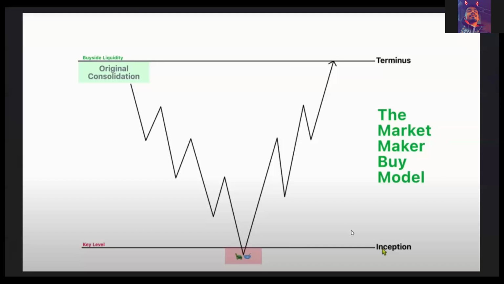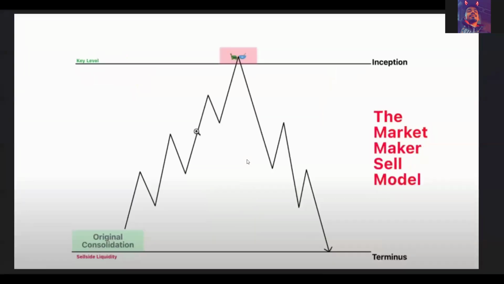Now what is inception? The inception of the market maker buy model. With inception, I mean the moment that higher prices are getting delivered. So that means the moment that the smart money reversals take place. The terminus takes place when price crosses the high of the original consolidation. How price trades above this high, or above this engineered high, determines what will follow next.